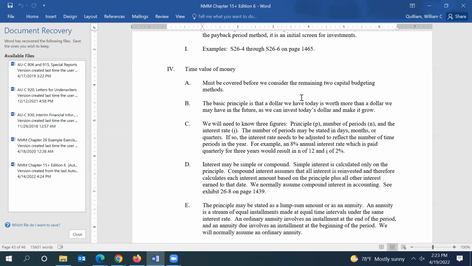Compound interest assumes all interest is reinvested. So we throw it back in and we earn interest on the interest, and therefore it calculates each interest amount based on the principal plus all other interest earned to date. And we actually assume compound interest in accounting. If you want to glance at that figure later on, if that helps enlighten you, that's fine. If not, that's okay. I think it's a pretty simple concept here.